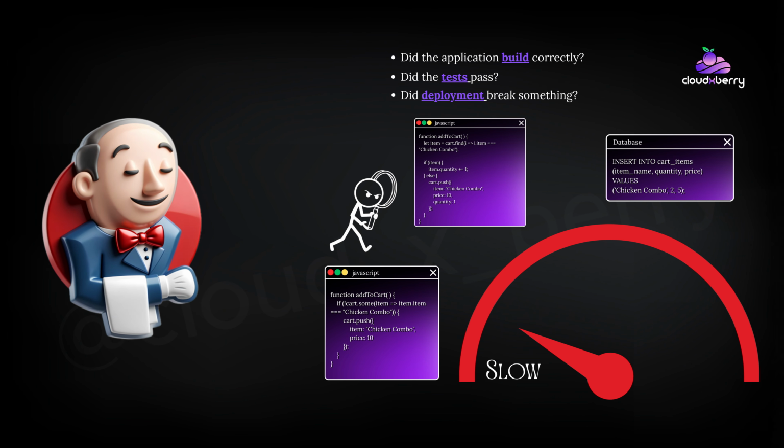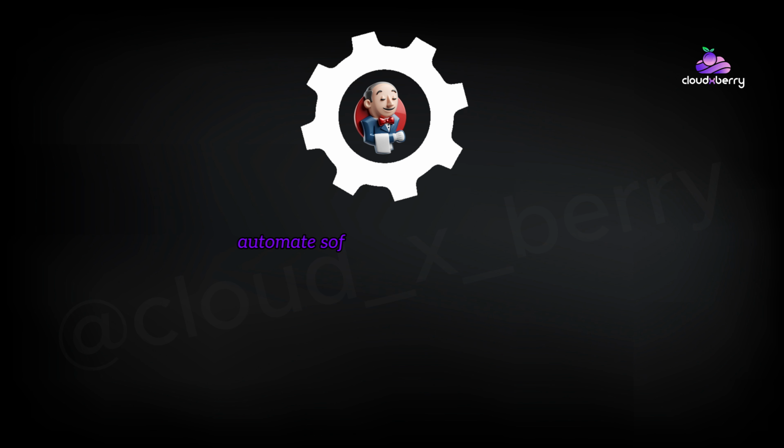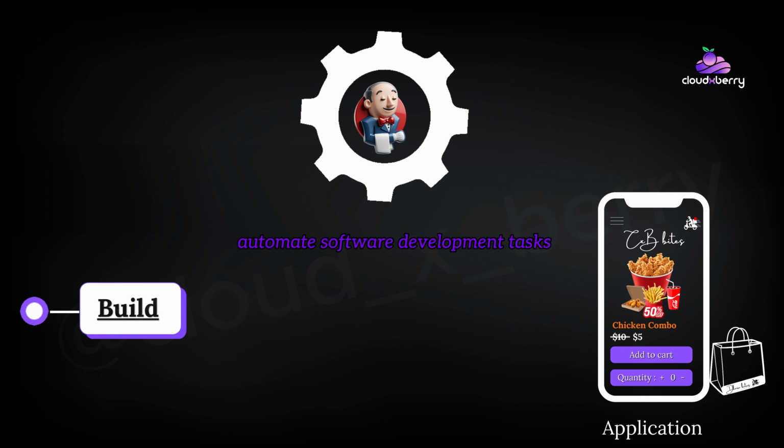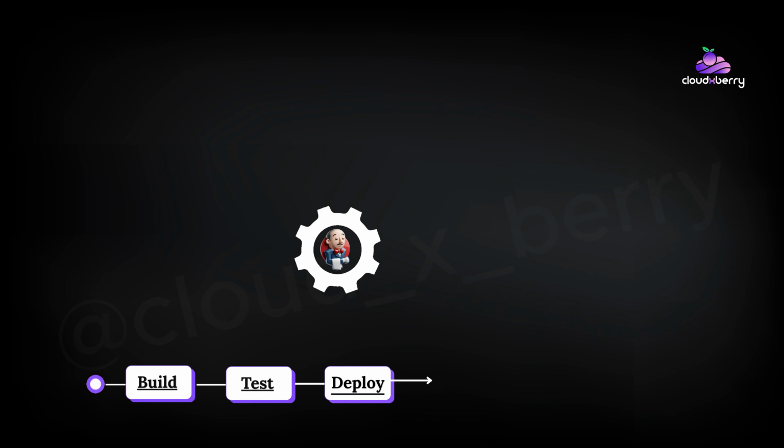That is where Jenkins comes in. Jenkins is an open-source automation server used to automate software development tasks like building, testing, and deploying applications. In simple terms, Jenkins helps teams automatically verify and deliver code whenever changes happen.